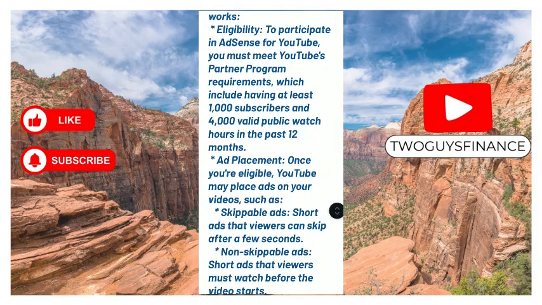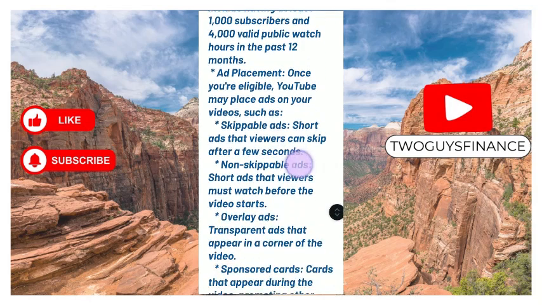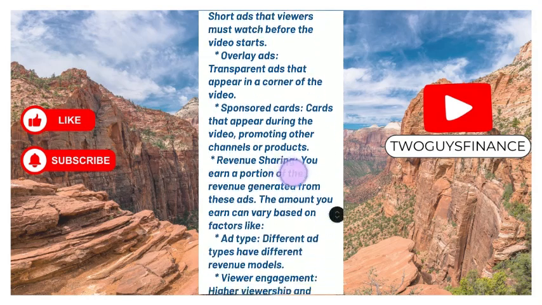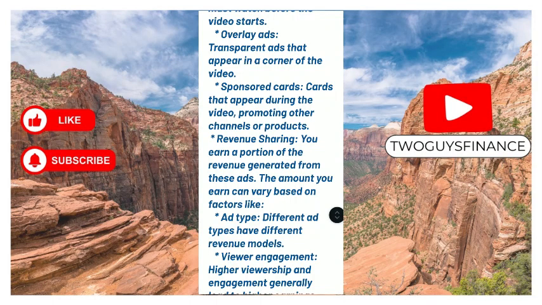Next, ad placements. Once you're eligible, YouTube may place ads on your videos such as skippable ads. These are short ads that viewers can skip after a few seconds. Non-skippable ads. These are short ads that viewers must watch before the video starts. Overlay ads. These are transparent ads that appear in a corner of the video. Sponsored cards. These are cards that appear during the video promoting other channels or products.